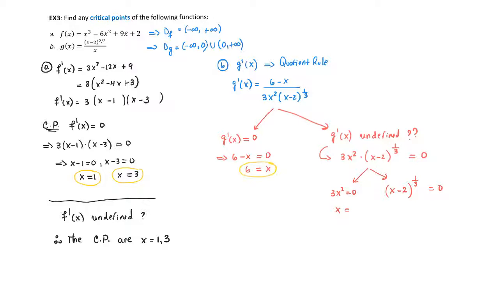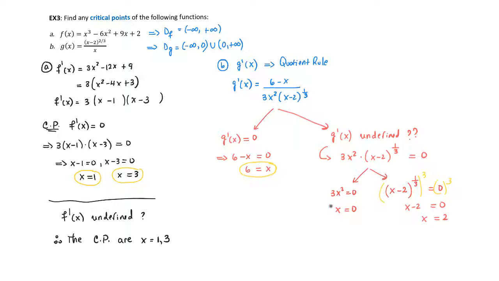So x is equal to 0 in this case. And here, remember, the way to get rid of this exponent is by cubing, doing the opposite of the 1/3. So then that means when x minus 2 is equal to 0, x is equal to 2.